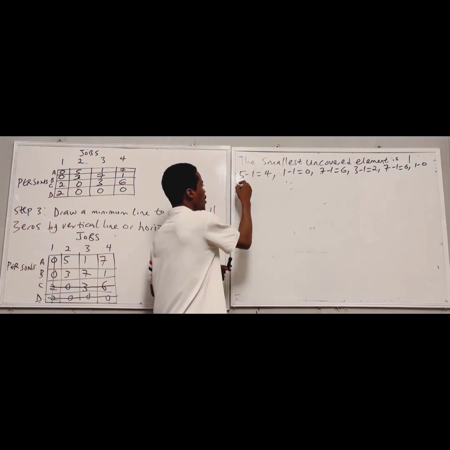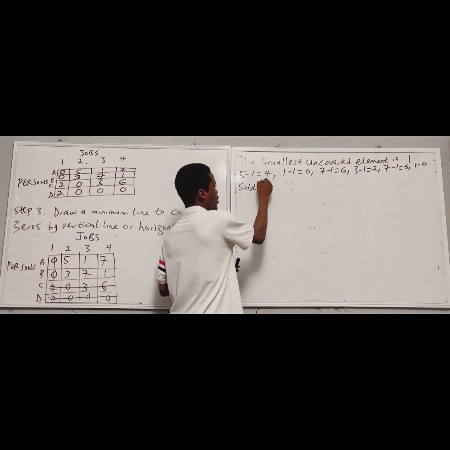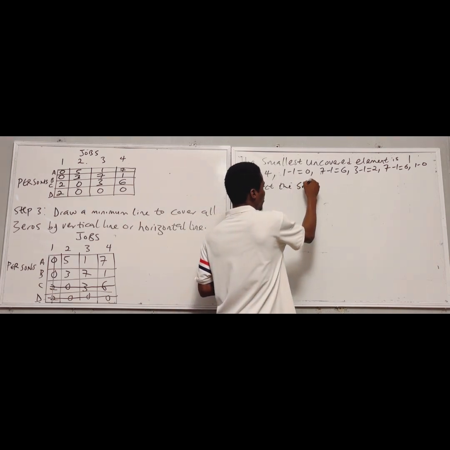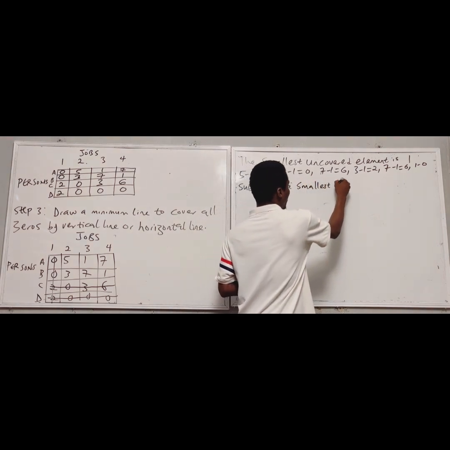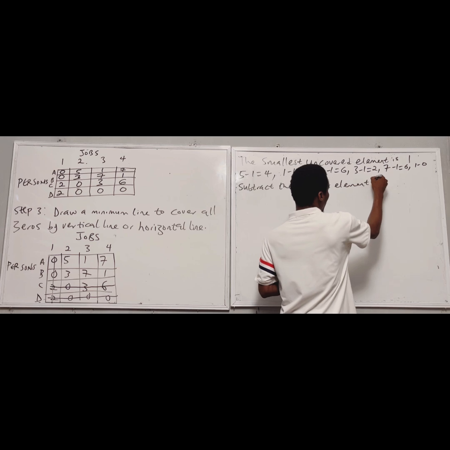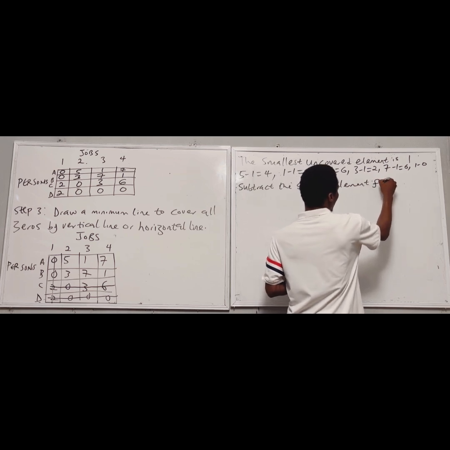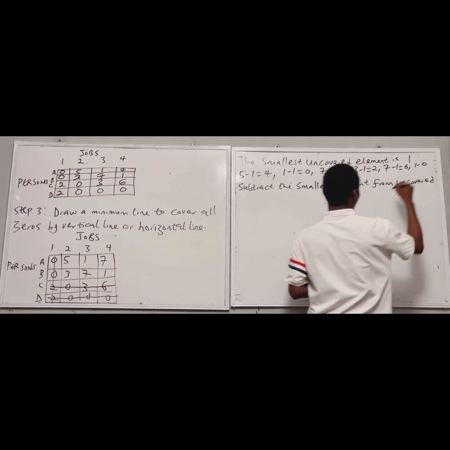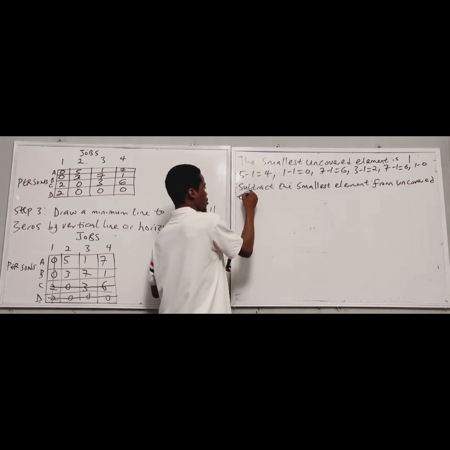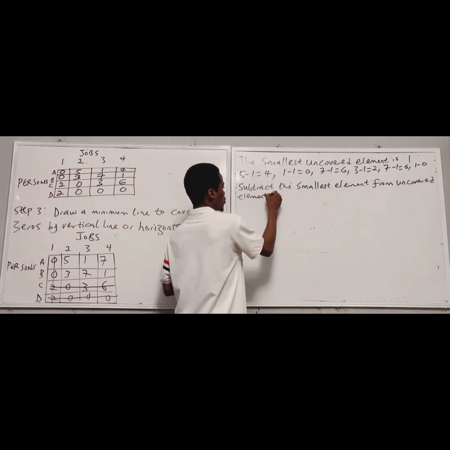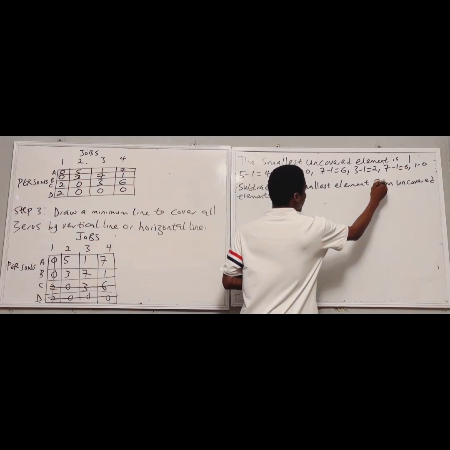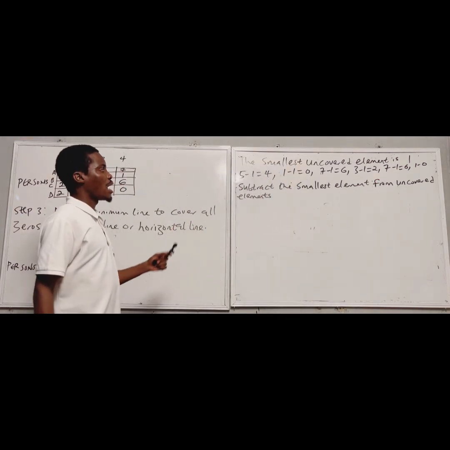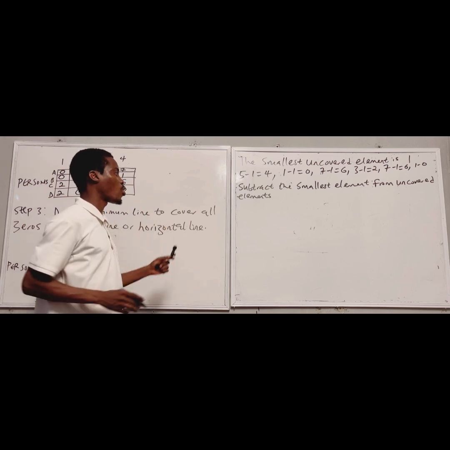What I did here is I subtract the smallest element from the uncovered elements. So this is what I do here. This is step 4. I subtract the smallest element from the uncovered elements.